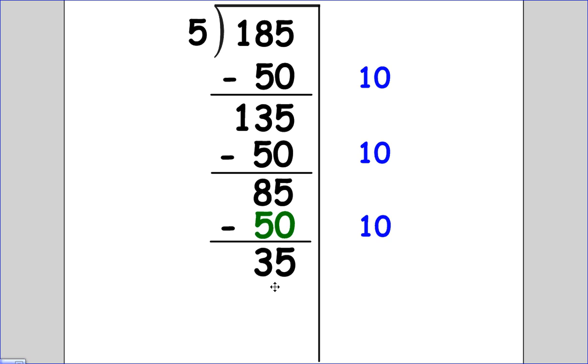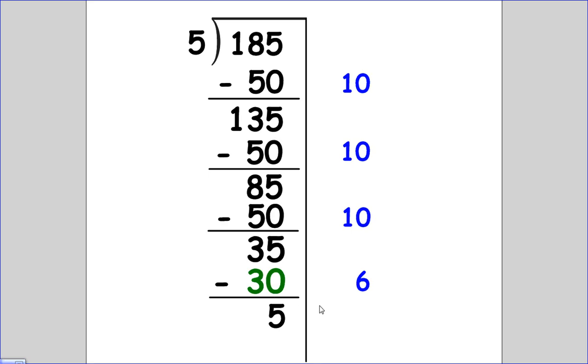Now, keeping my friendly numbers in mind, I know that I can get another 6 more groups. I will record the number of groups I've created, 6, multiply by the number of items in each group, 5. 6 times 5 is equal to 30. I will subtract 30 from 35, and I will get 5.